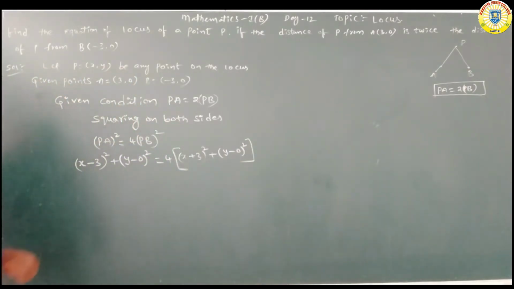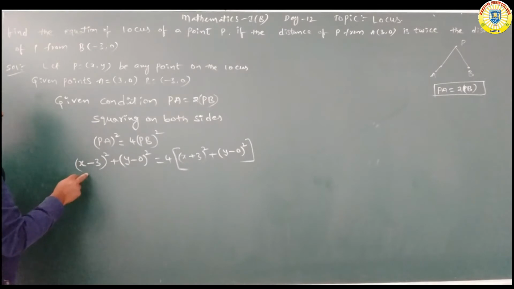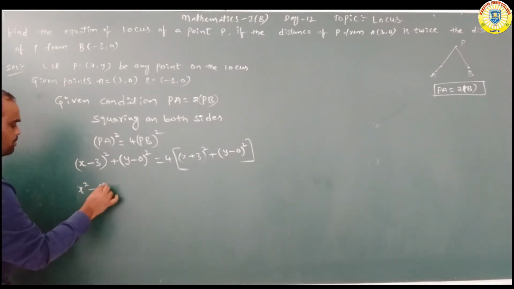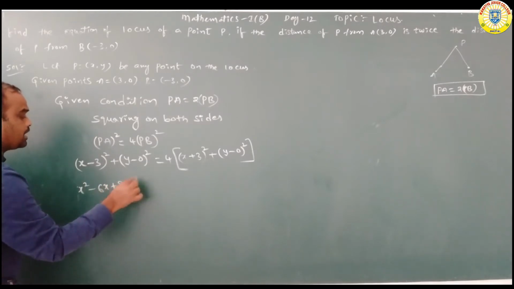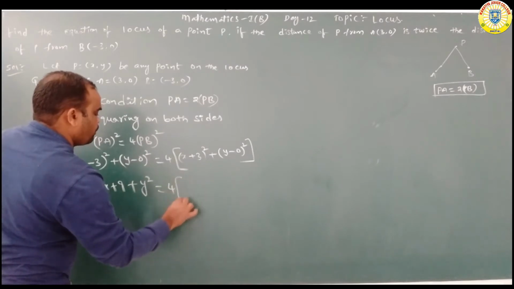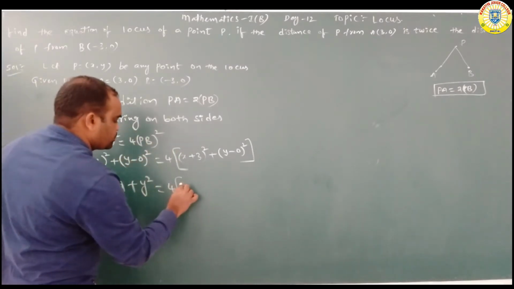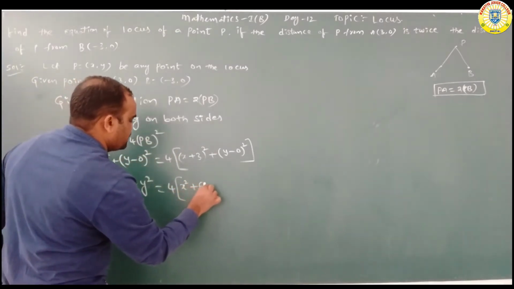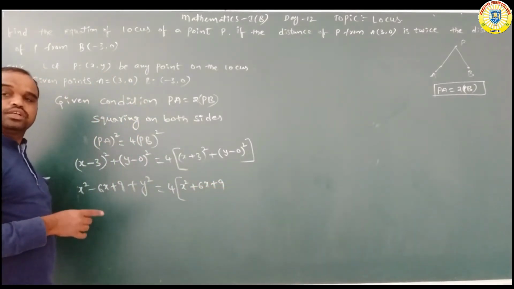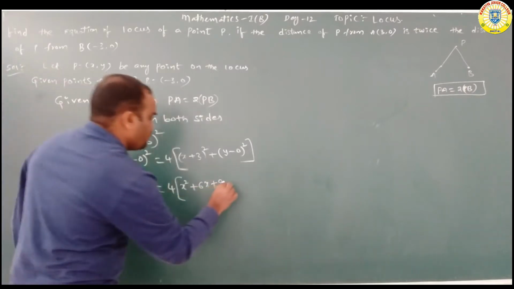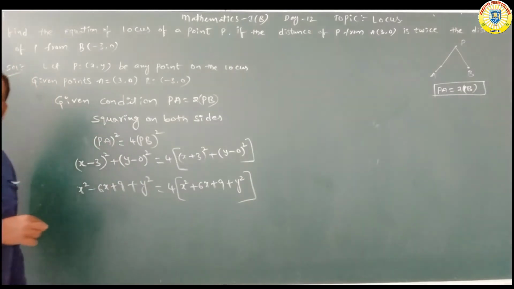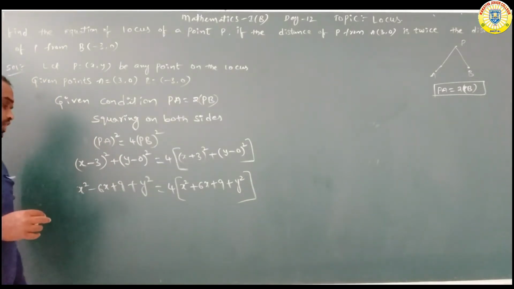Okay now? So now we are simplifying this one. Here (x minus 3) whole square we are expanding: x square minus 6x plus 9. (y minus 0) whole square is nothing but y square. That is equal to 4 into (x plus 3) whole square: x square plus 6x plus 9, since 2 into 3 is 6, 6x plus 9, plus y square.